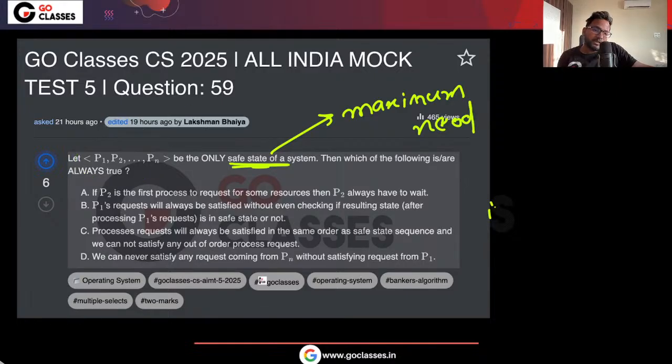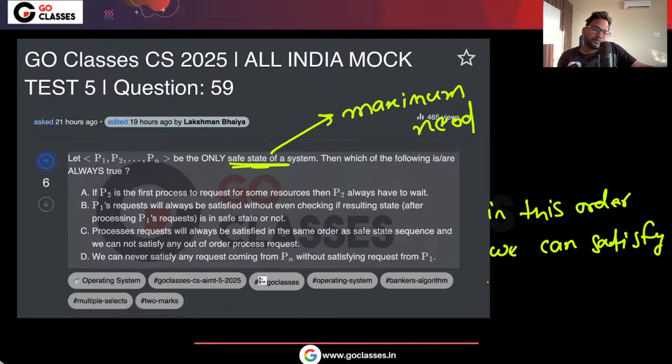In this order we can satisfy maximum need.